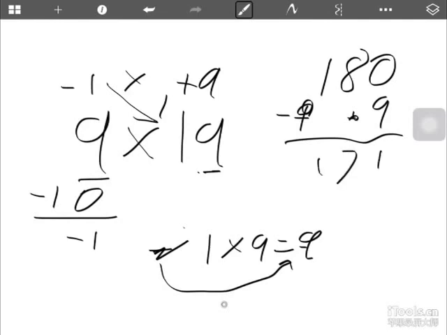And I'll check if it is correct. 9 times 19 is 171. Perfect.